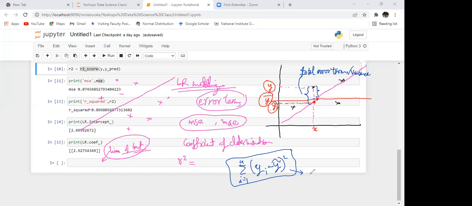Squared residuals. Residual too. These are residuals. These error terms are residuals. So, ma'am, here you are subtracting actual minus predicted. No, I'm just asking about this expression. Does this expression remind you of something that you have seen earlier?